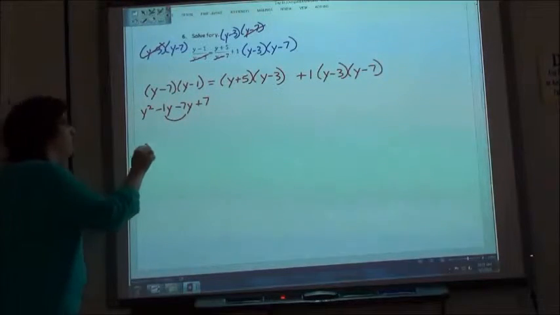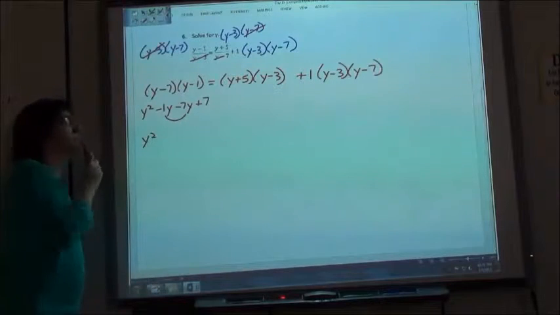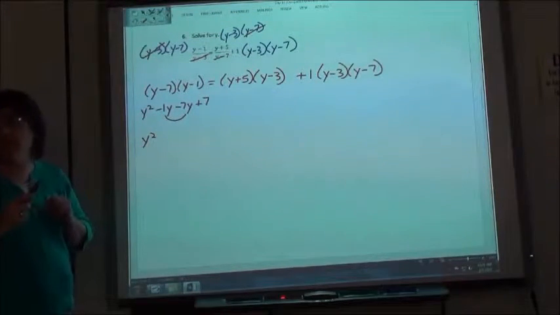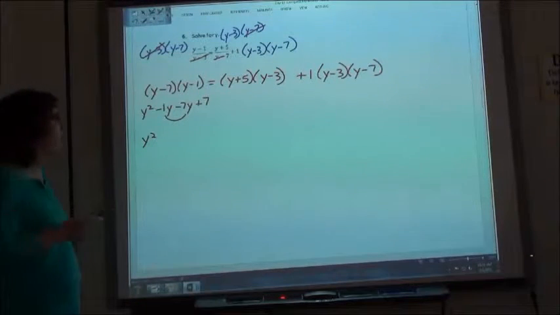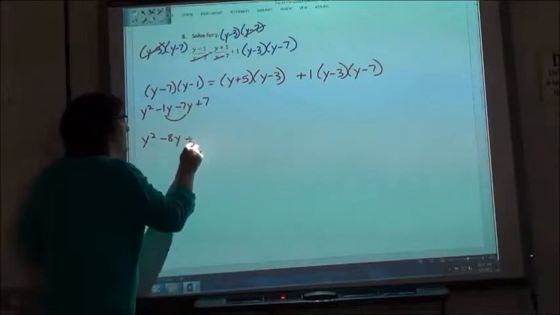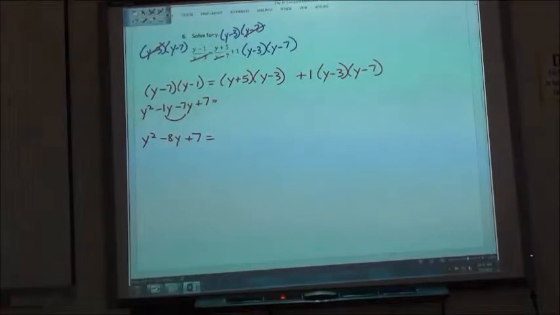So it's going to be y squared, and you have a minus 1 and a minus 7. So I add and keep the sign. Oh, okay, minus 8y plus 7 then, right? Minus 8y plus 7. All right, we got that side done as much as we can.